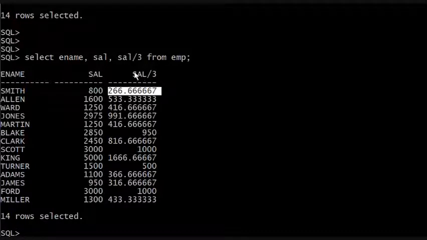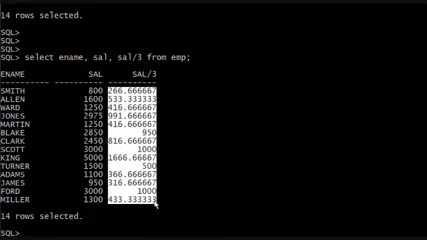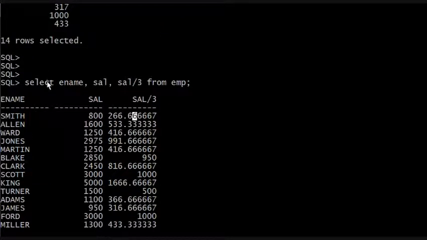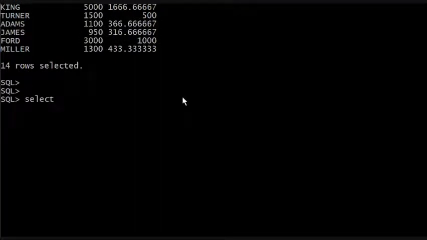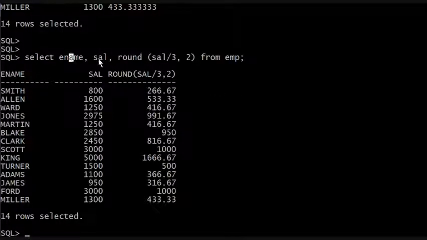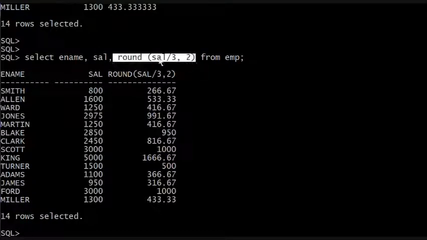Now, before we do the alias, let's do rounding. Let's say somebody wants to see these rounded to 2 decimal places. So we're going to do the same syntax. Select ename, comma, sal, comma, round, sal divided by 3, comma, space, 2 decimal places, close the parentheses, from EMP. Select ename, salary, and then salary divided by 3 with this stipulation. We're going to round salary divided by 3 and only show 2 decimal places. Round to the nearest second decimal place, I guess tenths to hundredths.